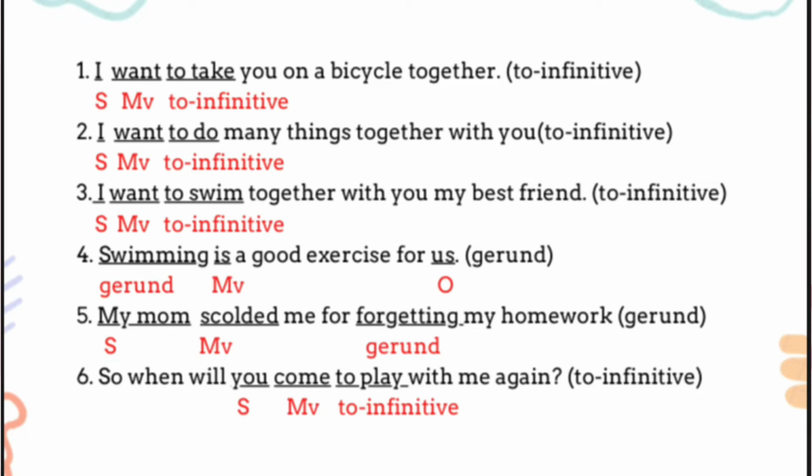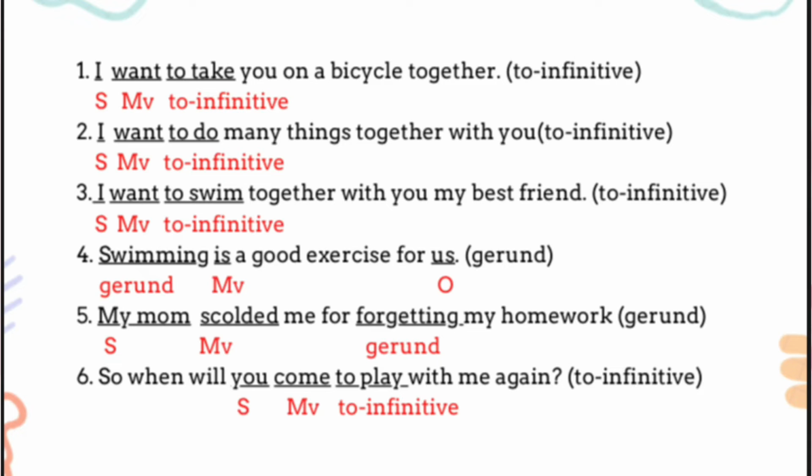Next, number 4. Swimming is a good exercise for us. This sentence consists of gerund. The gerund in this sentence is swimming. The main verb of this sentence is, and the object of this sentence is us.